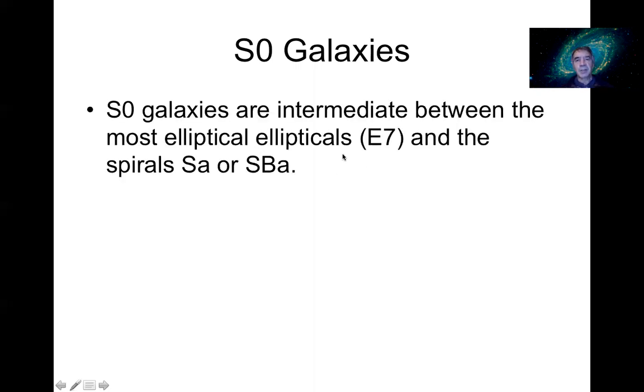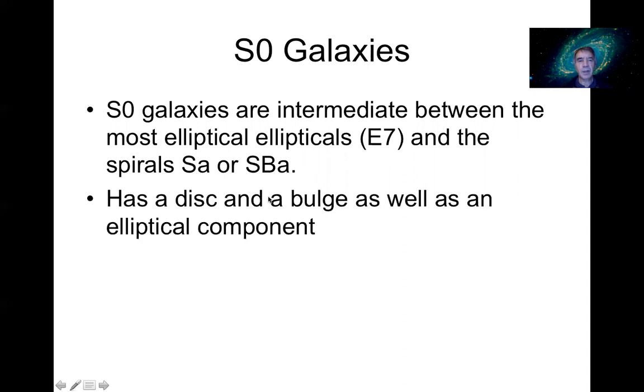So they are intermediate in the diagram between the E7s, the most elliptical ellipticals, and the bulge-dominated spirals, if you like, SA or SBa. So they are literally a hybrid. They have elements of both spirals and ellipticals in them. So you will see a big elliptical sort of galaxy, but it will have some kind of disk and bulge component in it as well.